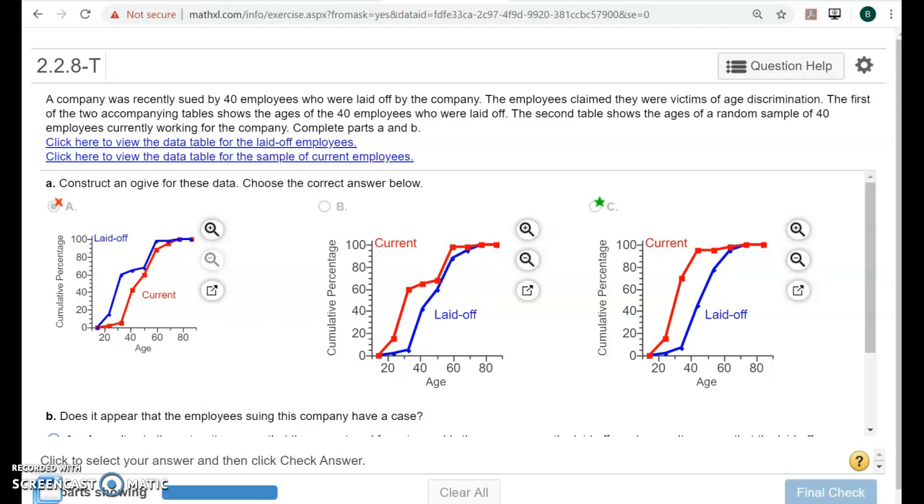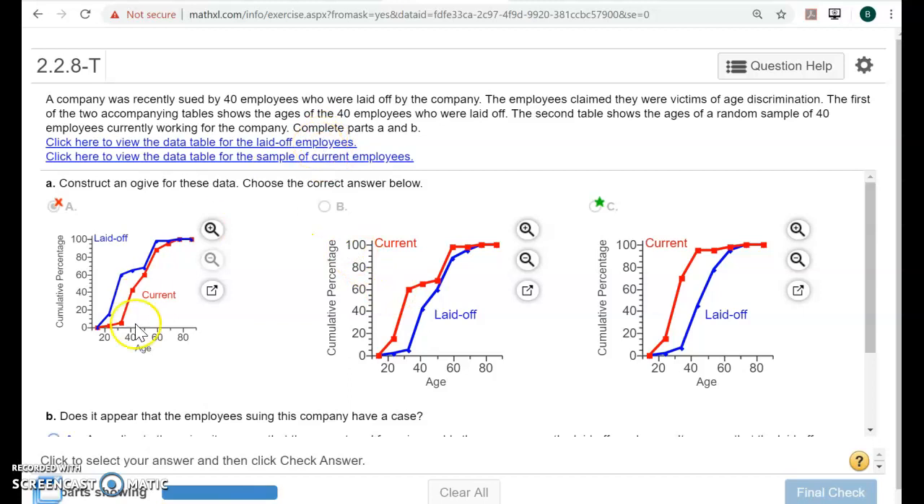So in this video, I'm going to show you how to get the answer C for this problem. The first thing I would do is, an Ogive is just a graph of the cumulative frequency for each of these. We can probably just figure out the cumulative frequencies for the laid off employees, the blue line, and by process of elimination, I'll find the right answer.